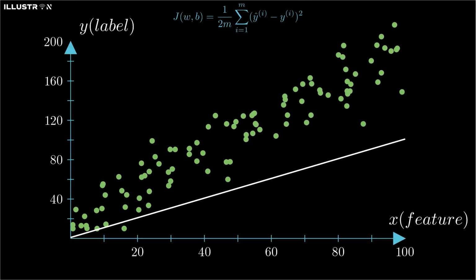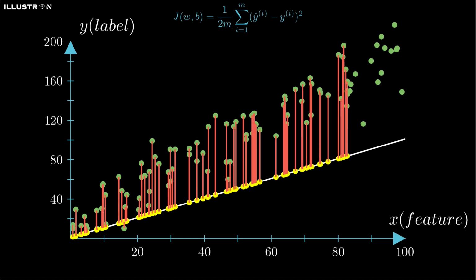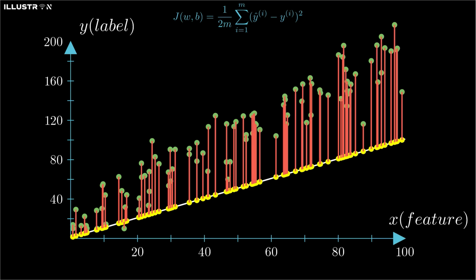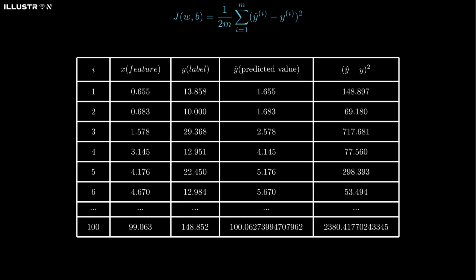Look back at the data points and the initial model line, y equals x plus 1. We can calculate the cost function for these initial values of W and B, both 1 in this case. These red lines represent the difference between the predicted and actual values for each data point. This table shows a sample of these differences squared for the first few data points. The cost function considers the average of such squared differences across all data points.